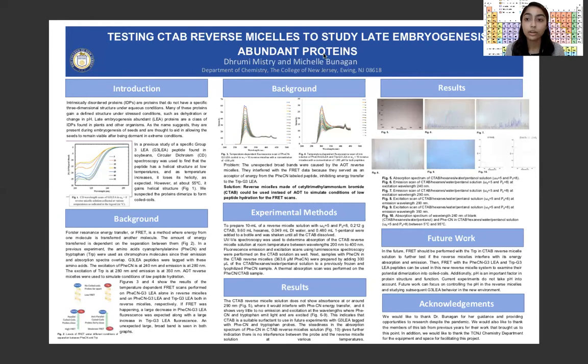And so when AOT was being used as a reverse micelle, it was absorbing some of the energy that was used to excite FCN, and it was also absorbing some of the energy that was being emitted from FCN. So it was not fully transferring its energy to TRP. And so that would affect our FRET, our calculated distances using the FRET information. So that leads to incorrect results.